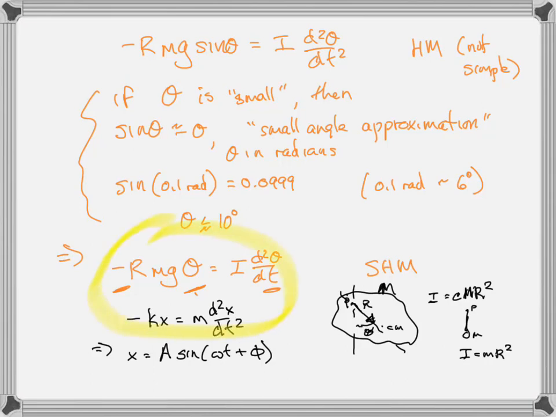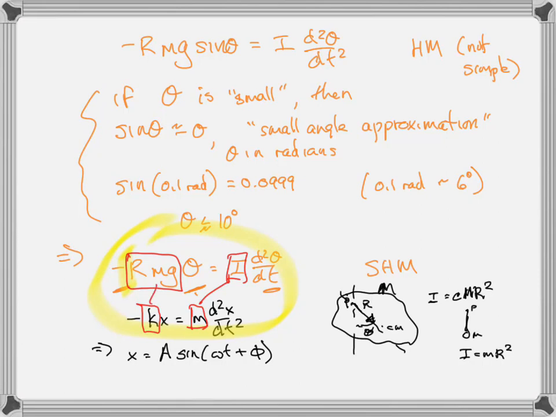They're exactly the same. We just changed the letters. That's all. This is K. This is M. Here we go, this is M. This is K. And x is theta.